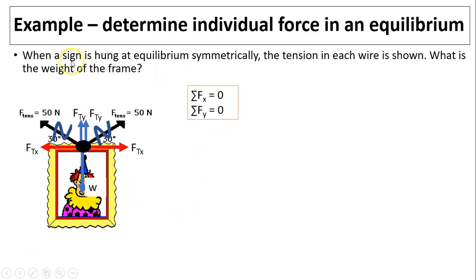So we know that the sign is in equilibrium. That means all the forces have to cancel out. The x has to cancel out, the y has to cancel out.